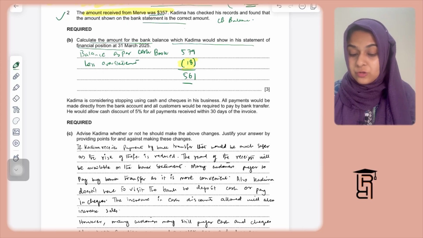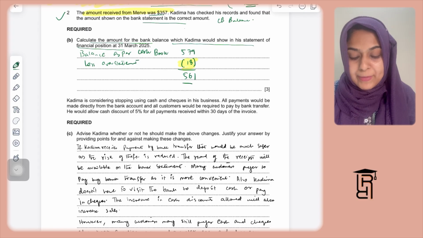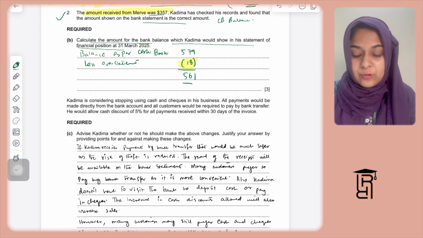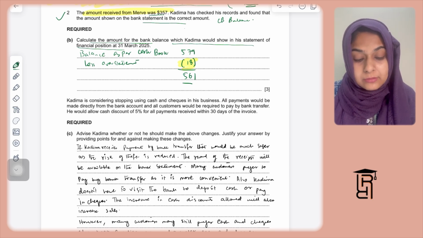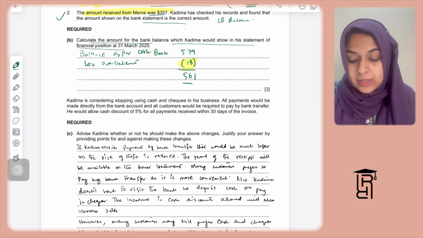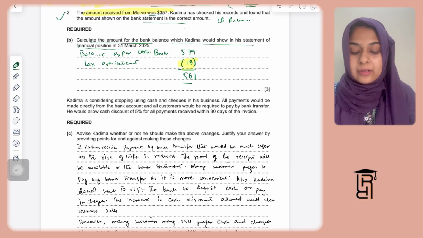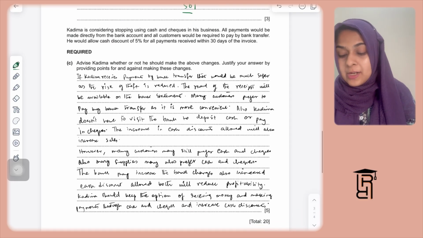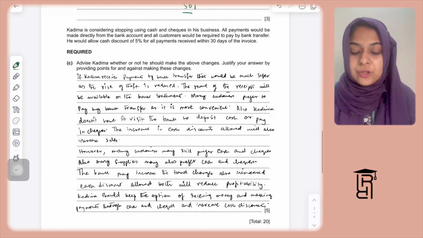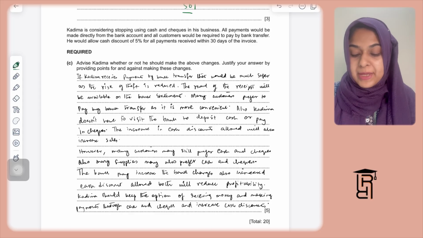Then they are saying Kadima is considering stopping using cash and checks in his business. All payments would be made directly from the bank account, and all customers would be required to pay by bank transfer. He would allow a cash discount of 5% for all payments received within 30 days of invoice. So they are not accepting any money in cash or by check, they are making payments by bank transfer, and they are requiring their customers to pay by bank transfer. Advise Kadima whether or not he should make the above changes. Justify your answer by providing points for and against making these changes.